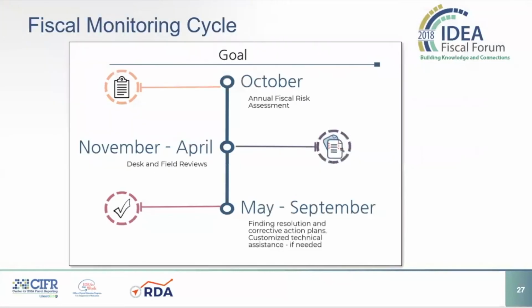So last year was the first year. It was the implementation year, but going forward, our goal is to start our fiscal risk assessment in October, and then start with the desk and field reviews from November through April, because last year we didn't start doing our reviews until February. So we tried to do 35 reviews in pretty much 4 or 5 months.